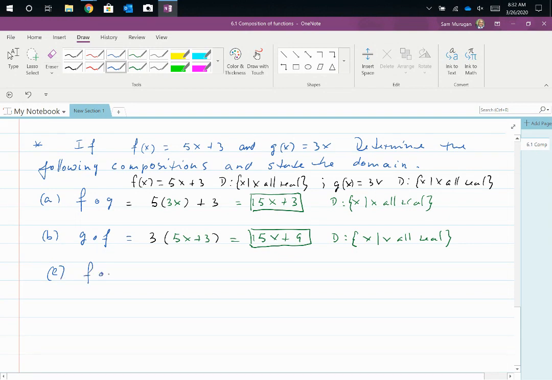Let's look at the f function composed of the f function. So in this case, I'm taking the f function, which is 5x plus 3, and in place of x, leaving a parenthesis. And into that parenthesis, I'm going to substitute 5x plus 3. I'm substituting the f function into itself. Distributing, I have 25x, 5 threes are 15, plus 3 is 18. Domain, as you can see, remains all real numbers.